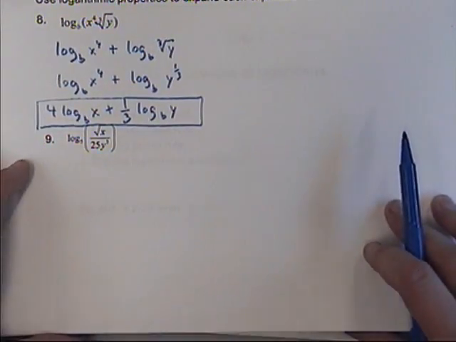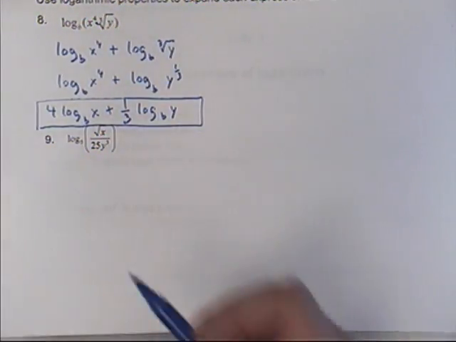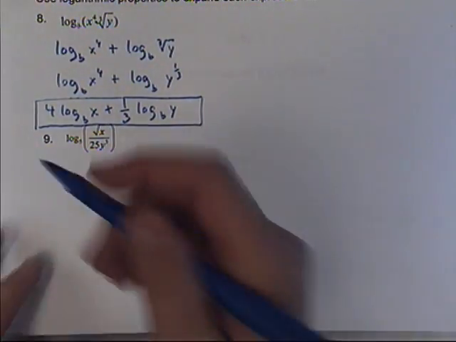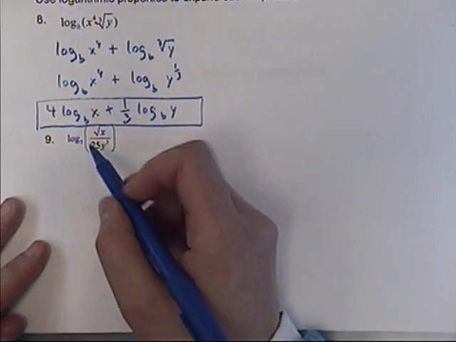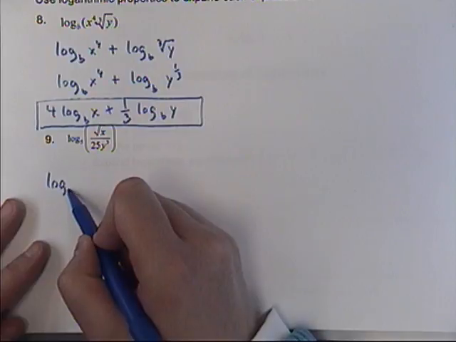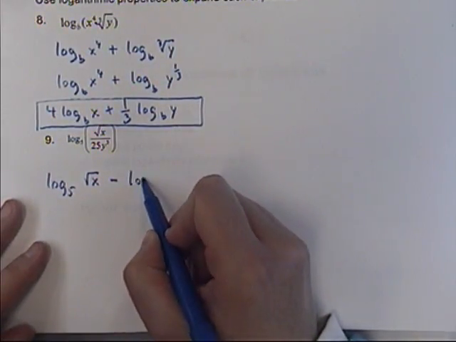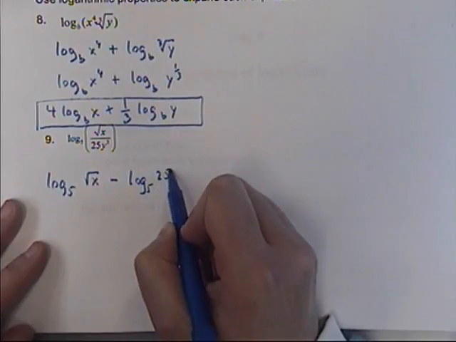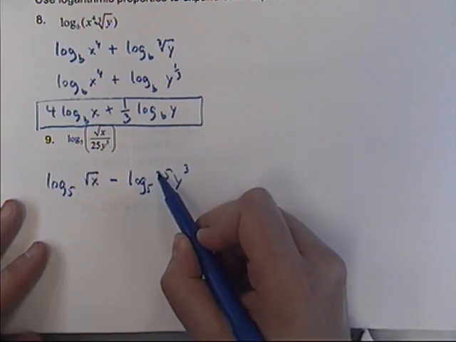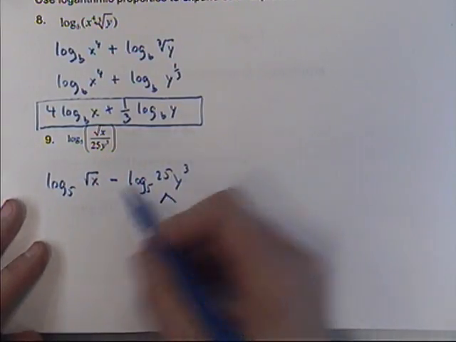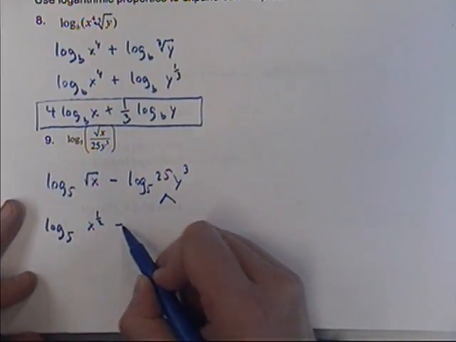And then the last one, log base 5 of the square root of x over 25y to the 3rd. I'm going to use the difference rule first, or the quotient rule, because I have a division here. So I'll write that as log base 5 of the square root of x minus log base 5 of 25y to the 3rd. And then, because I actually have two things multiplied together, I have 25 and then y to the 3rd, I can use the product rule to change this. In the meantime, I'll write that as x to the 1/2.